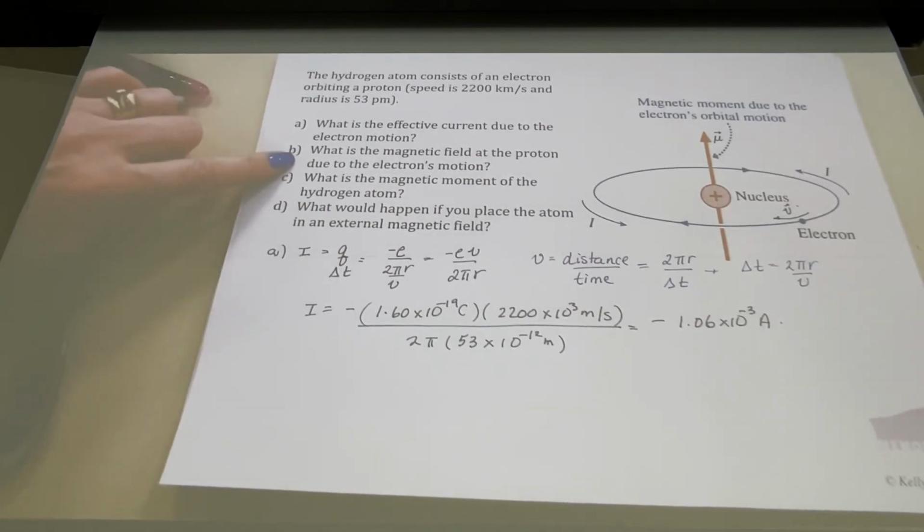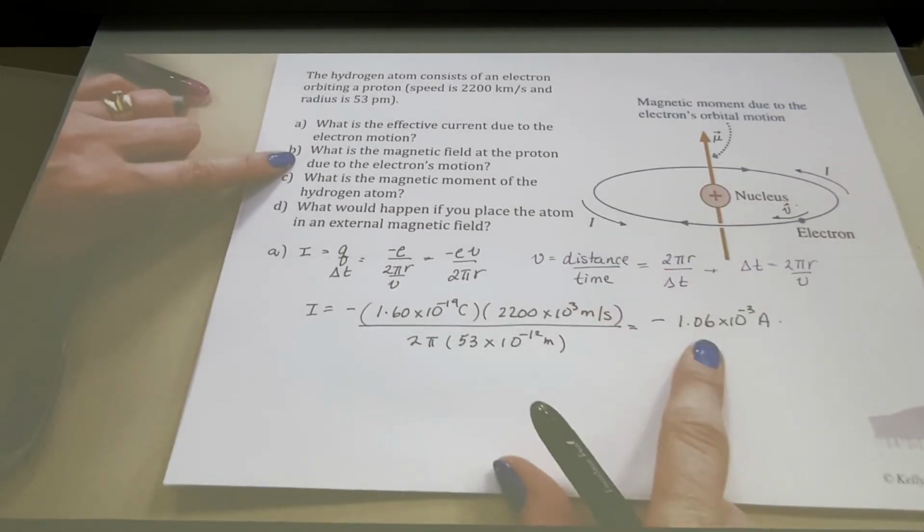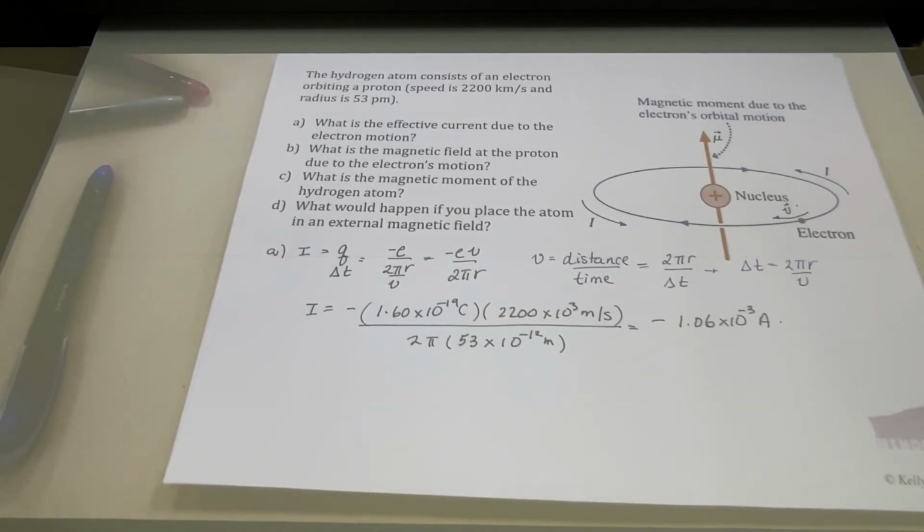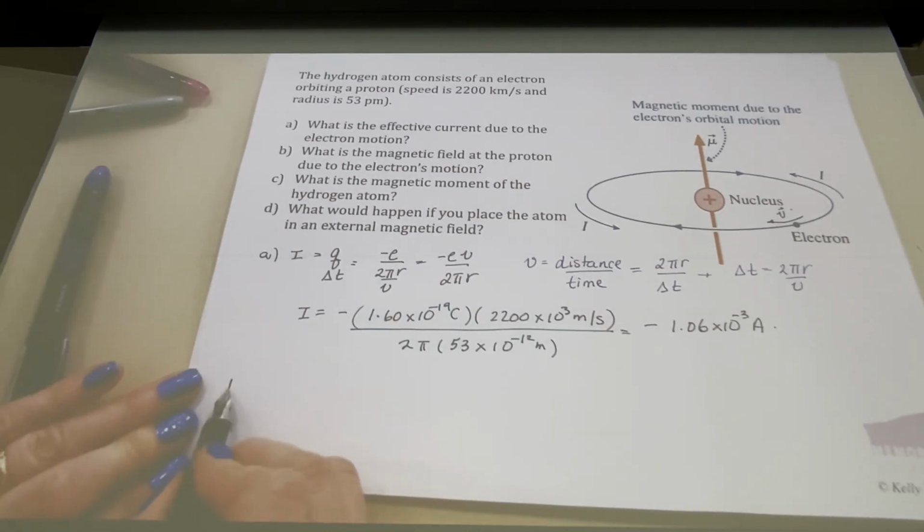What is the magnetic field at the proton due to the electron's motion? So the electron is moving around. It's a moving charge. It creates a magnetic field, right? So moving charges make fields. So for part B, we'll use the Biot-Savart law.